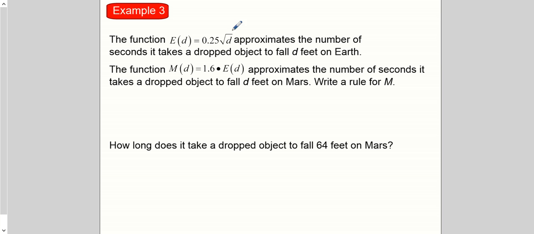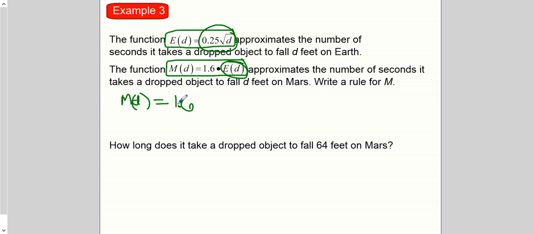Okay, so we have two functions. We have e of d, we have m of d. We have Earth, we have Mars. Notice that this function for Mars compares it to Earth. So it's 1.6 times what the Earth function is. So in place of e of d, we're going to put in the Earth function. So 1.6 times 0.25 times the square root of d.